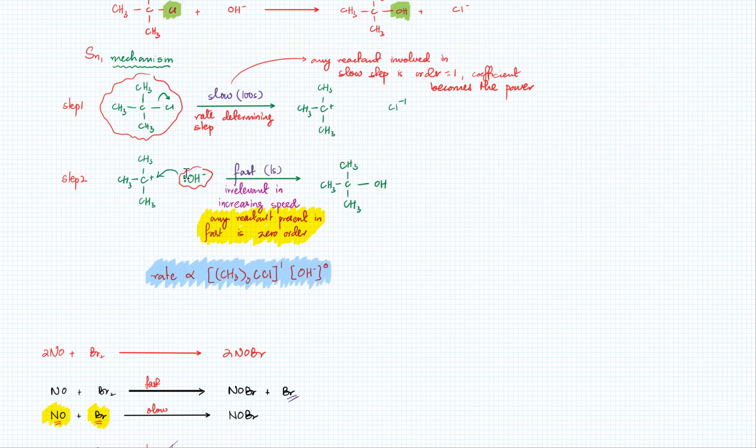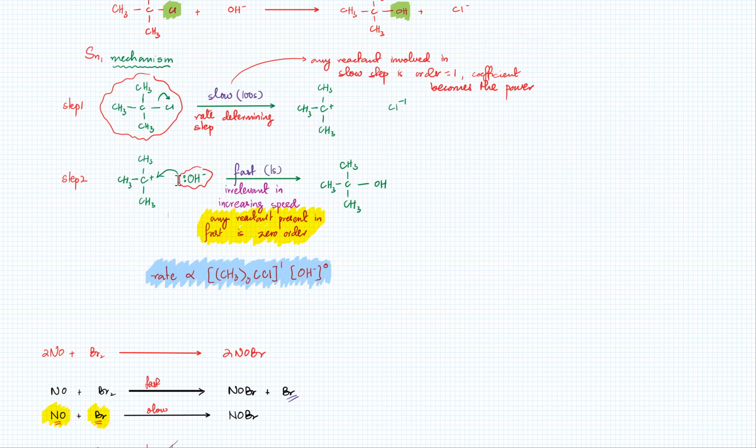Yes, sir. So if you increase its concentration, which step will speed up? The slow step would speed up. If the slow step speeds up, from 100 seconds to 50 seconds, then there's a significant change in the overall speed, so that means the rate depends on this thing, right? The rate depends on anything that's in the slow step. Any reactant that's involved in the slow step is order 1, okay?